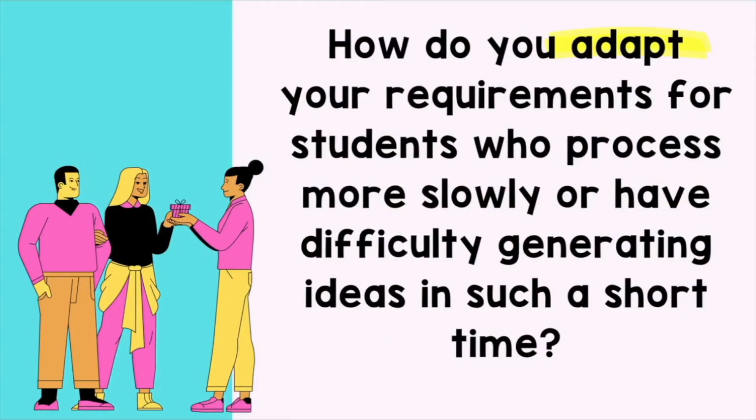How do you adapt your requirements for students who process more slowly or have difficulty generating ideas in such a short time? Glad you asked this, because not everybody learns at the same pace, right? So what I put on the planning guides is an ideal plan. Now, that is a plan that I might roll out with my advanced students and then my academically gifted students and then my regular classes as the year goes on.